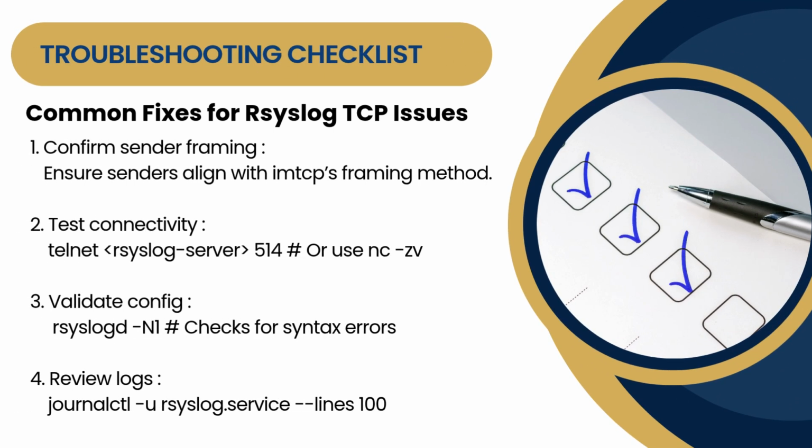Here is a valuable troubleshooting checklist comprised of common fixes for Rsyslog TCP issues. Step 1. Confirm sender framing. Ensure senders align with imtcp's framing method. Step 2. Test connectivity. Step 3. Validate the config, making sure to check for syntax errors. Step 4. Review the logs.